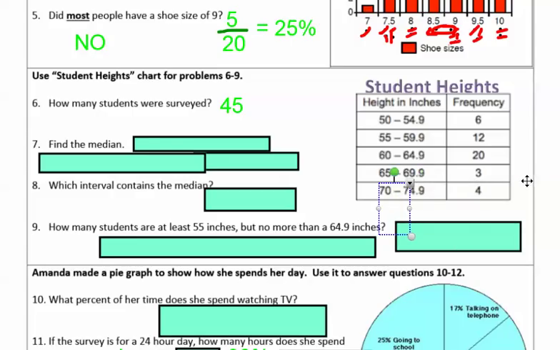45 students were surveyed. Now, the tricky thing here is, let's look at these 4 students. We know that they have a height of 70 to 74.9. Do we know what their height is? Are all of them 70 inches? Are they 71 inches? Is one person 71, one person 72, one person 73? Or maybe they're all 74 inches. Or maybe 2 of them are 72, one of them is 73 and one of them is 74.5. We don't know. We don't have exact numbers here because these are intervals.